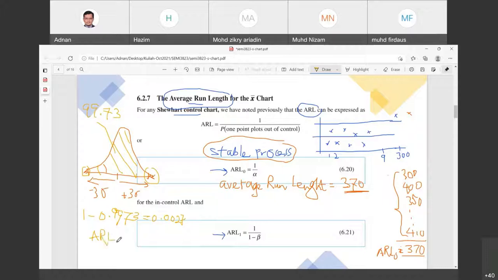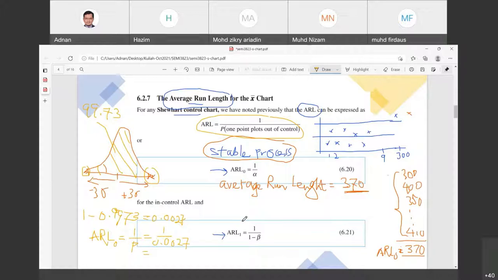ARL naught will be 1/P. This one, 1/P. P is this value and this value, so P divided by 2, we have two-sided. So 1/P, meaning the P here is 0.0027. This is for a stable process. What do you get for this number? 1 over 0.0027.